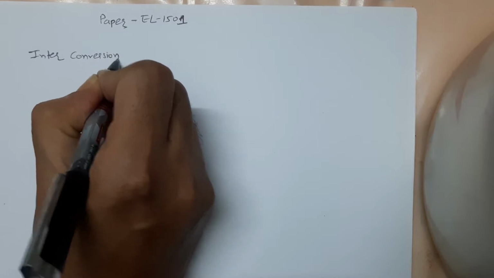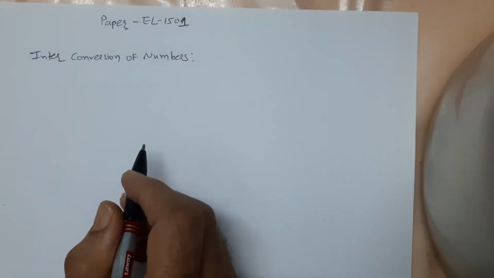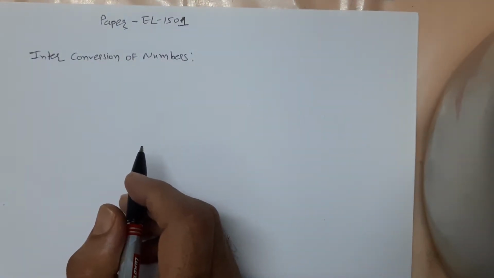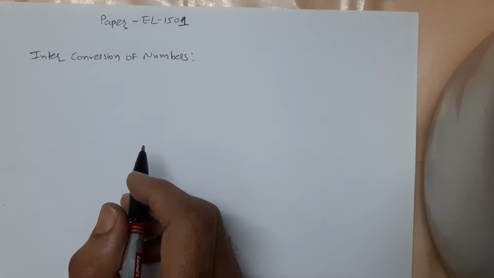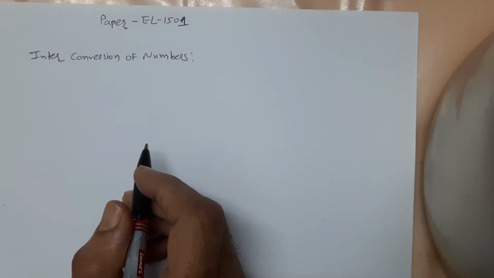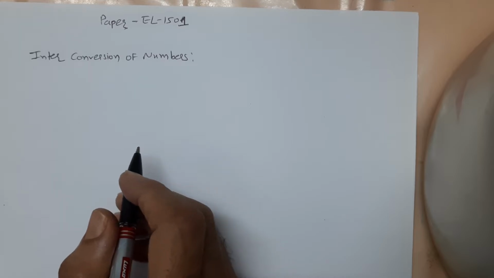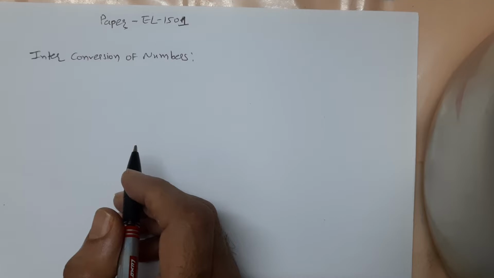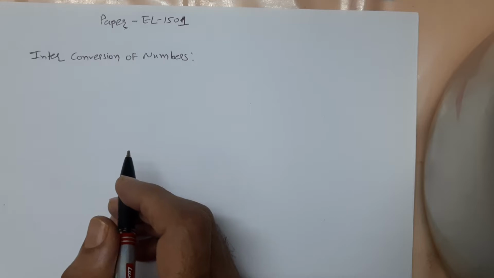Interconversion of numbers. Here the computer system processes binary data. The information given by the user may be in the form of decimal number, hexadecimal number or octal number. So an understanding of the system operation requires the ability to convert the numbers from one number system to another. That means we have to change binary to decimal, binary to octal, hexadecimal to binary, like this. How to convert this? This is our problem.